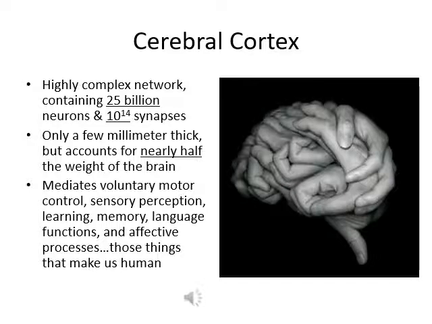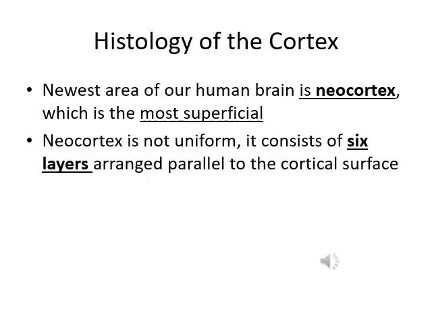And it has a lot of functions because it can mediate, like, voluntary motor control. You have the sensory area to control sensory perception. You have these lobes responsible for learning, memory, and language, and also visual, auditory, and other functions. Those things are very important for us as humans. The cerebral cortex is the most superficial cortex. It covers the structures we already studied, the diencephalon, the basal ganglia. It covers the other, relatively old parts.